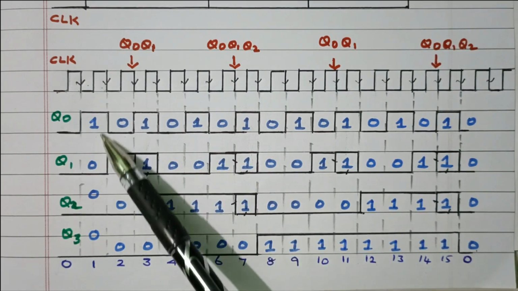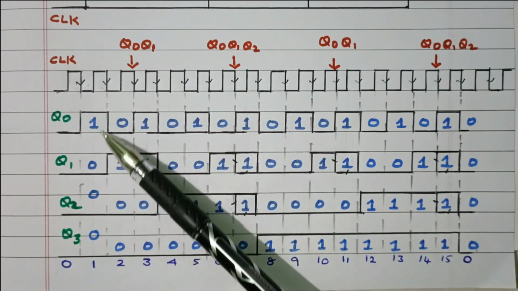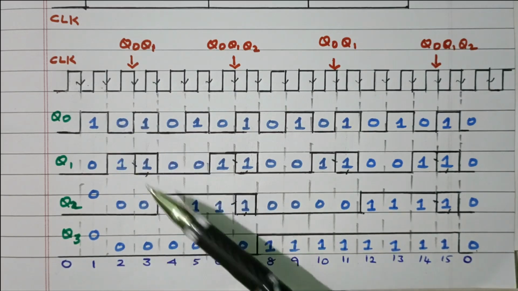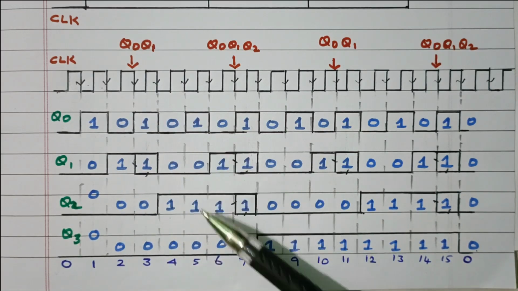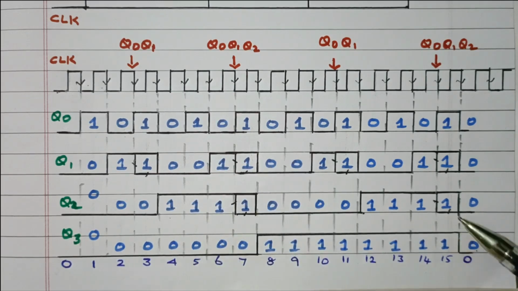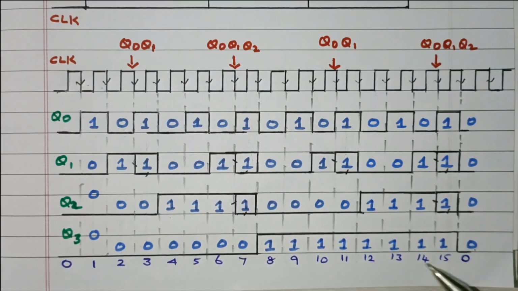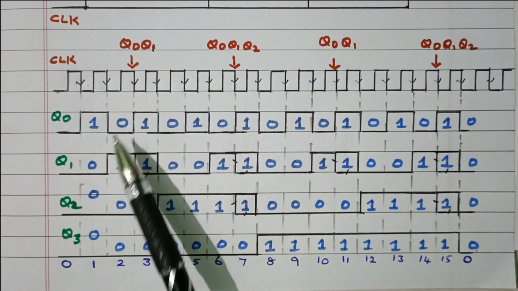Now if we see this value, we will get the 16 combinations. 0, 0, 0, 1, 0, 0, 1, 0, 0, 0, 1, 1, 0, 1, 0, 0, 0, 1, 0, 1, 0, 1, 1, 0, 0, 1, 1, 1. Like that, finally we will get 1, 1, 1, 1. Starting from 0 to 15, 16 combinations are available. So it is clearly given here.